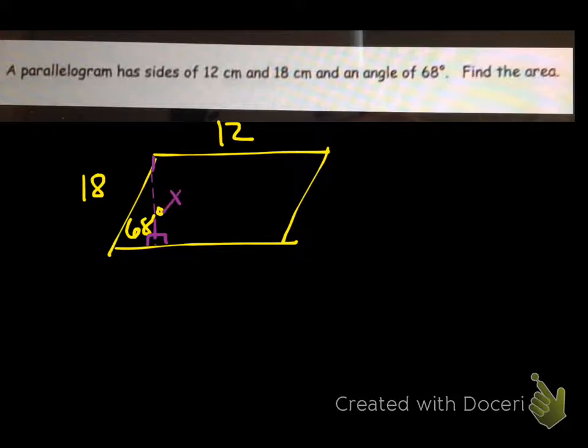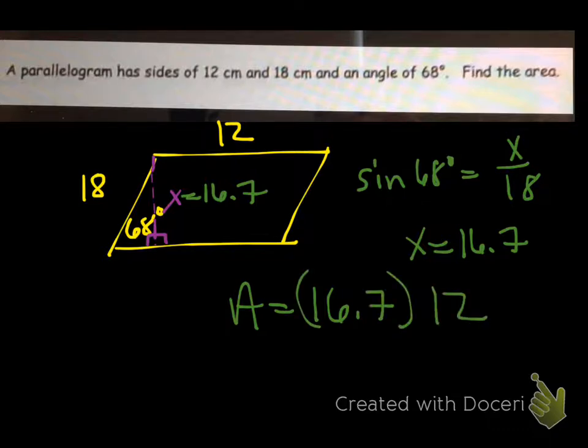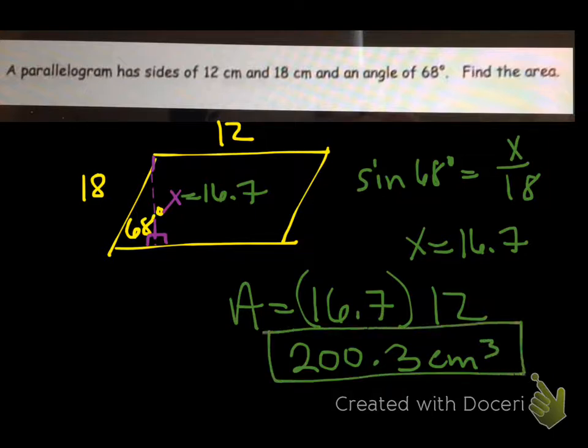Okay, so we're going to do sine of 68 is equal to x over 18. So that is sine of 68 times 18. Okay, so I'm going to say that x is approximately 16.7. So this is 16.7. So to find area of the parallelogram, we're going to do 16.7 multiplied by 12. And that gives you approximately 200.3, and what are we in? We're in centimeters cubed. Okay.